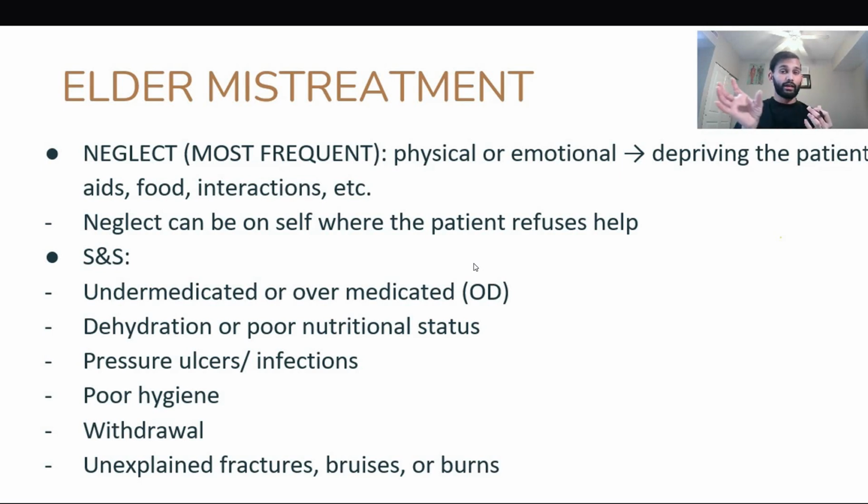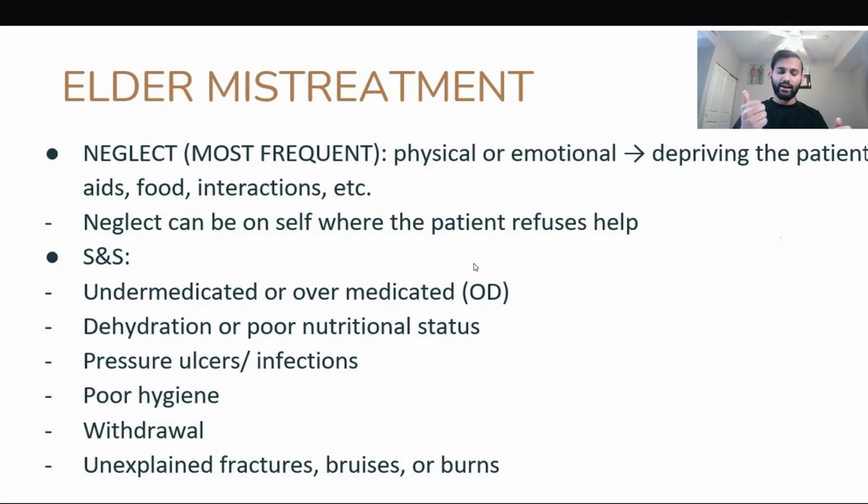Neglect could be by someone else or it could be by self. If there's an older adult who is refusing all the care, all the medicine, all the equipment that they need to have a good lifestyle, then that's neglect by self. But it could be caused by someone else as well, where we are over-giving medications or depriving them of the necessary medications and those kinds of things.